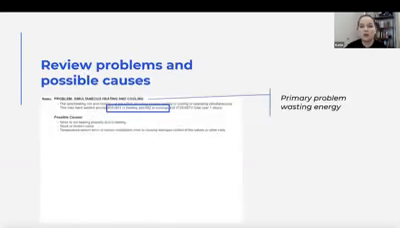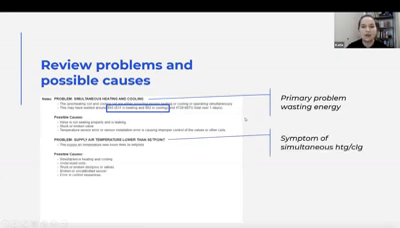Okay, and then we're going to review the problems for possible causes. So we're going to look at the first one. So the primary problem is that we're wasting energy, right? We have simultaneous heating and cooling. That's our highest priority. We wasted $93. It tells you how it got there. And then it tells you the symptoms of that simultaneous heating and cooling.